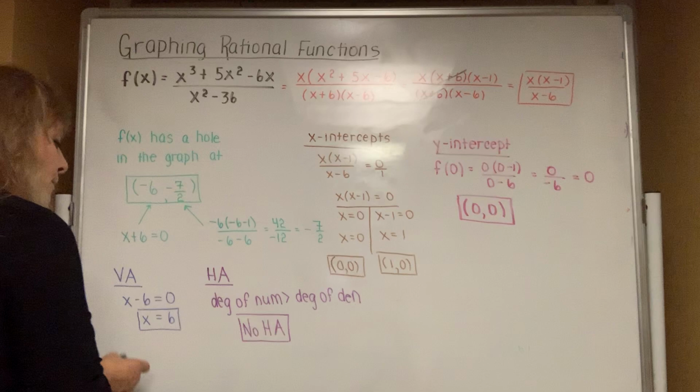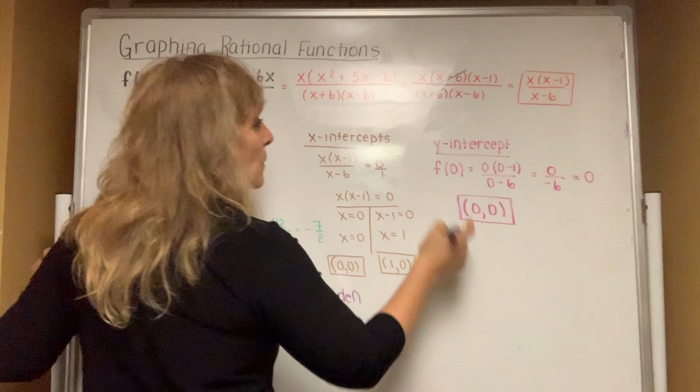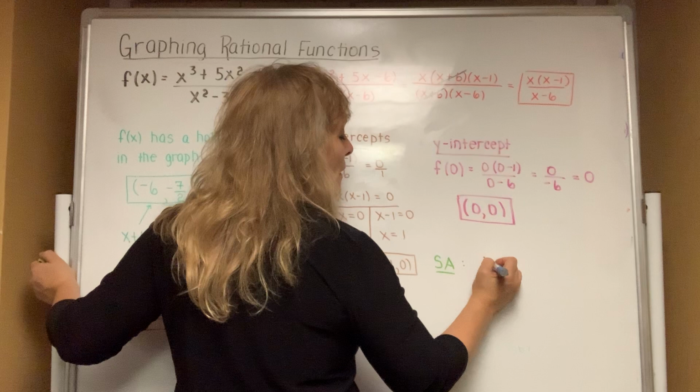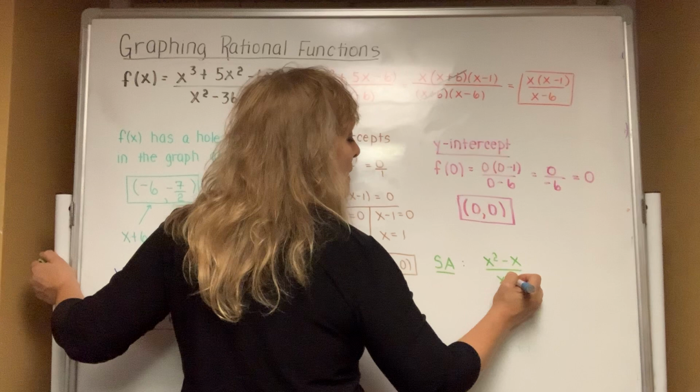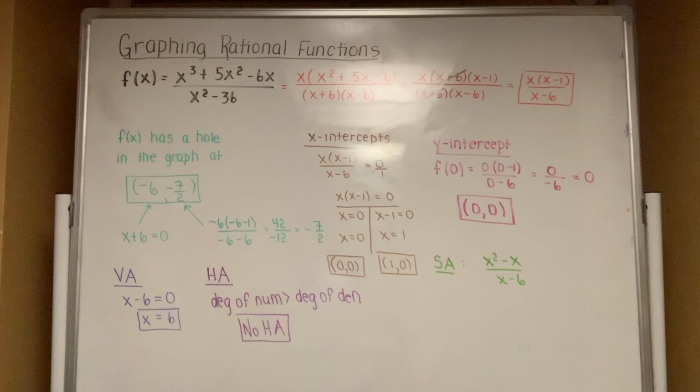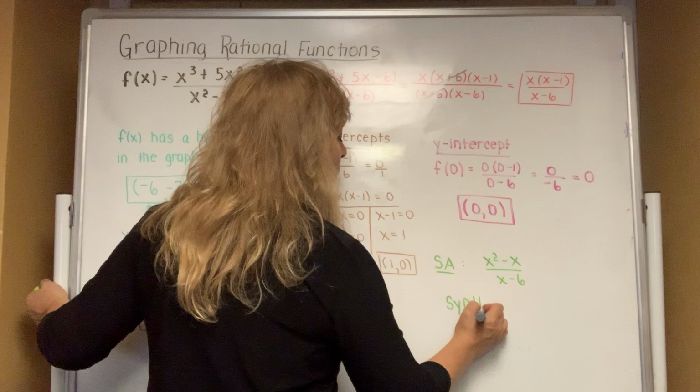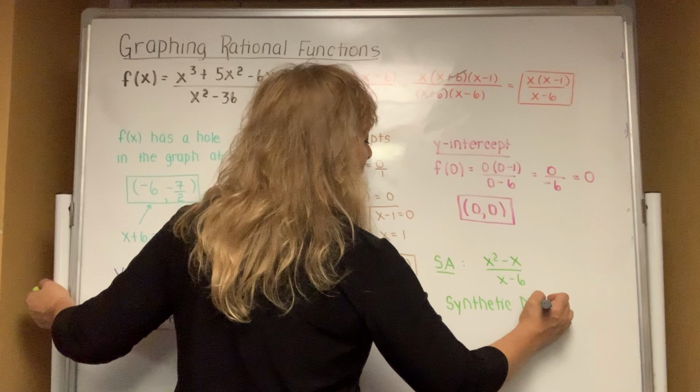To calculate what your slant asymptote is, what you need to do is go to the reduced version, which is up there, right? And you're going to write it down as x squared minus x over x minus 6. And you are going to do synthetic division, which is that drop down mama. That's how you get the slant asymptote.